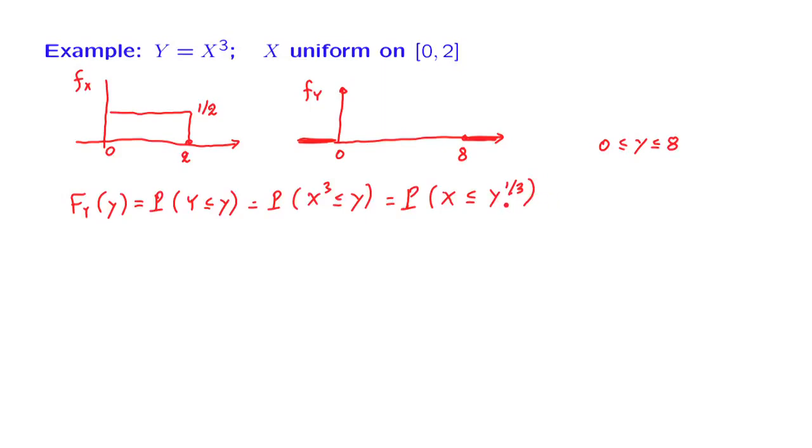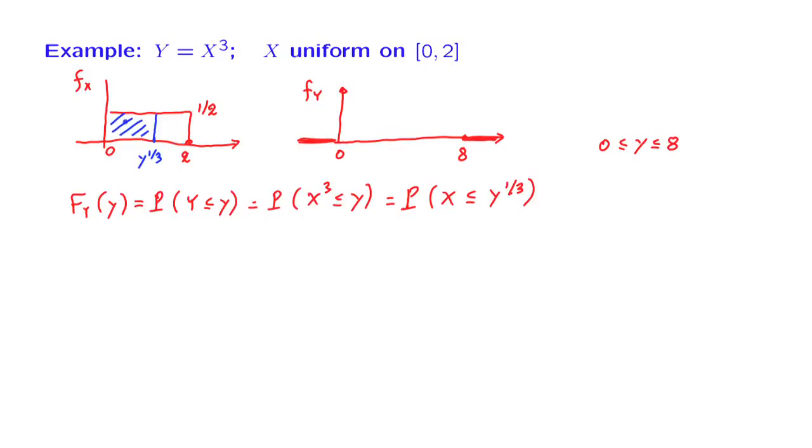Now, y is less than or equal to 8, so the cubic root of y is less than or equal to 2. So y to the 1/3 is going to be a number somewhere in this range. Let's say this number. We want the probability that x is less than or equal to that value, so that probability is equal to this area under the PDF of x.